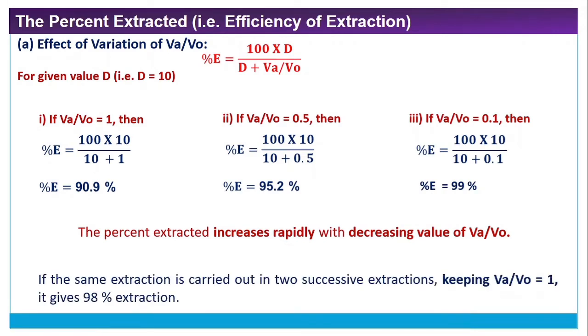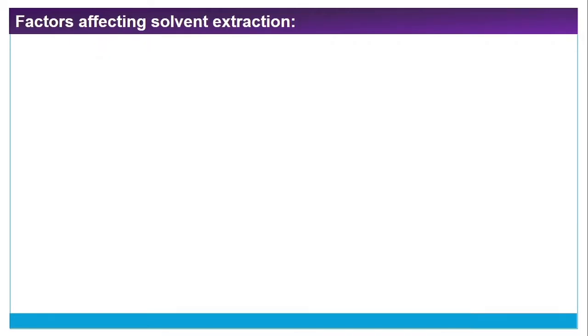If the same extraction is carried out in two successive extractions, keeping VA upon VO equal to 1, it gives 98% extraction. It means that as the number of extractions increases, the percentage of extraction also increases. Now we will see what are the factors which affect the solvent extraction.